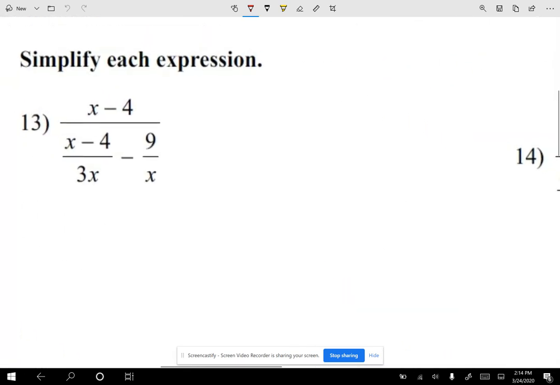My denominators. I see the two at the bottom are fractions. The top is not a fraction. So, I need to look for my least common denominator. I need to have a 3 and an x. All right, so that's going to be my LCD. Let me multiply each of my fractions.